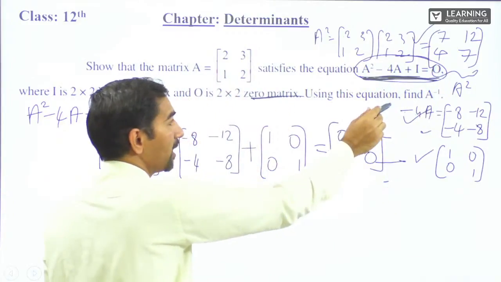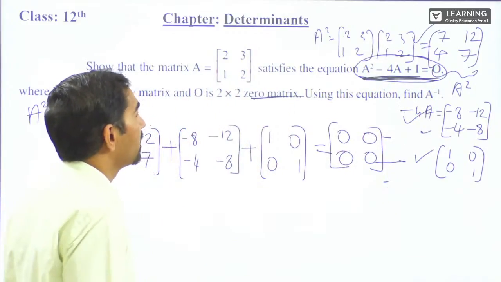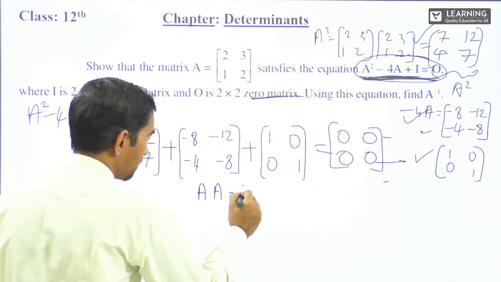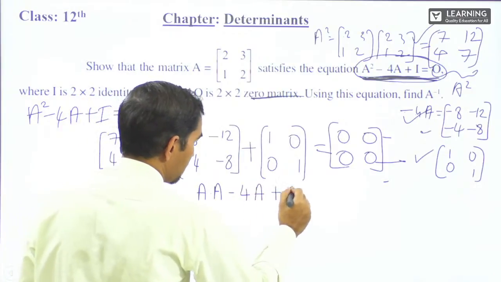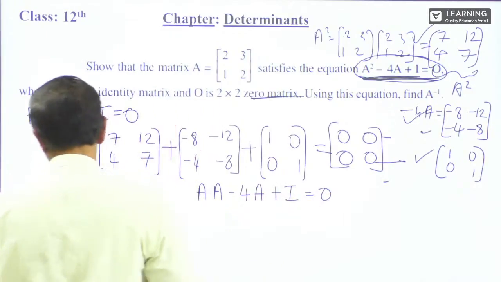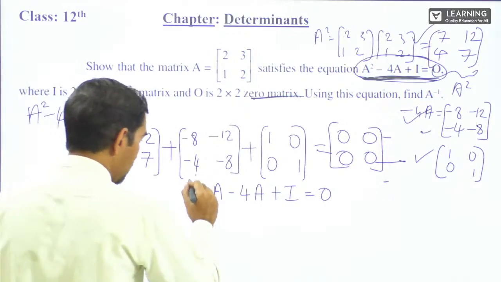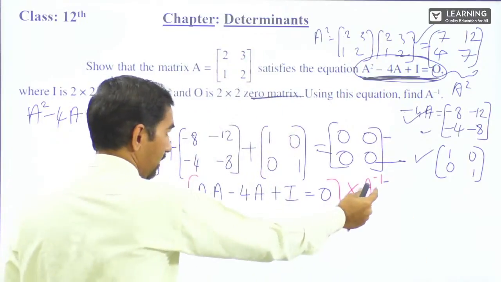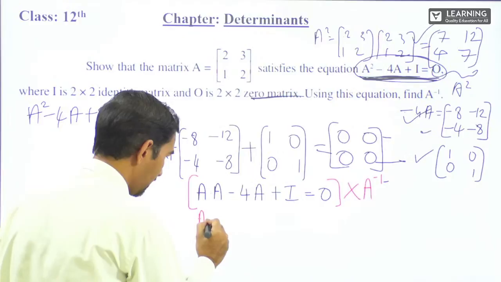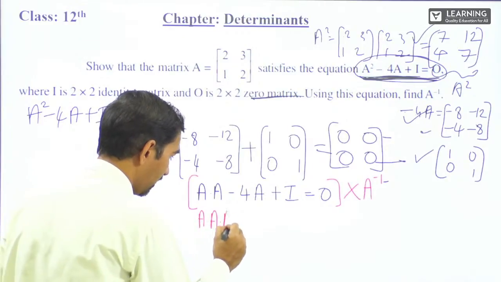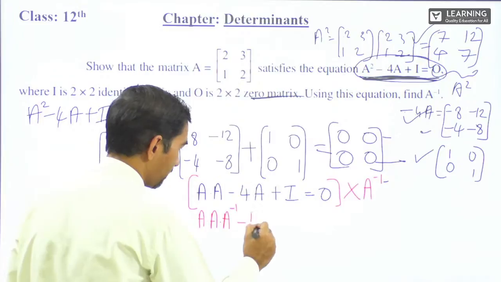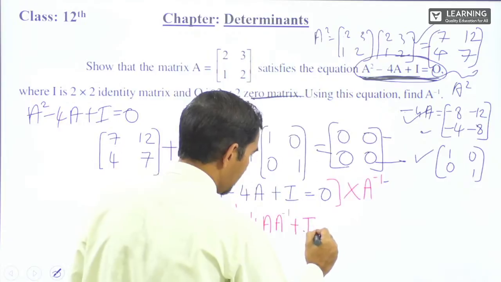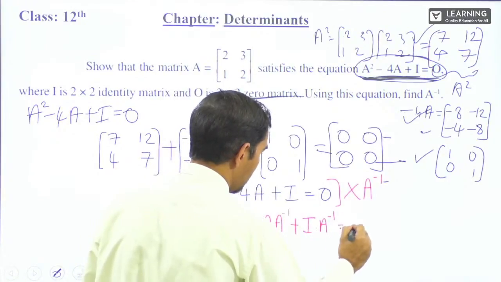Now using this equation we have to find out A inverse, right? So what we'll do here is, we'll write that equation as it is: A dot A minus 4 times A plus I is equal to 0. Multiply the whole thing with A inverse. That will become A dot A inverse minus 4A into A inverse plus I into A inverse equals 0.